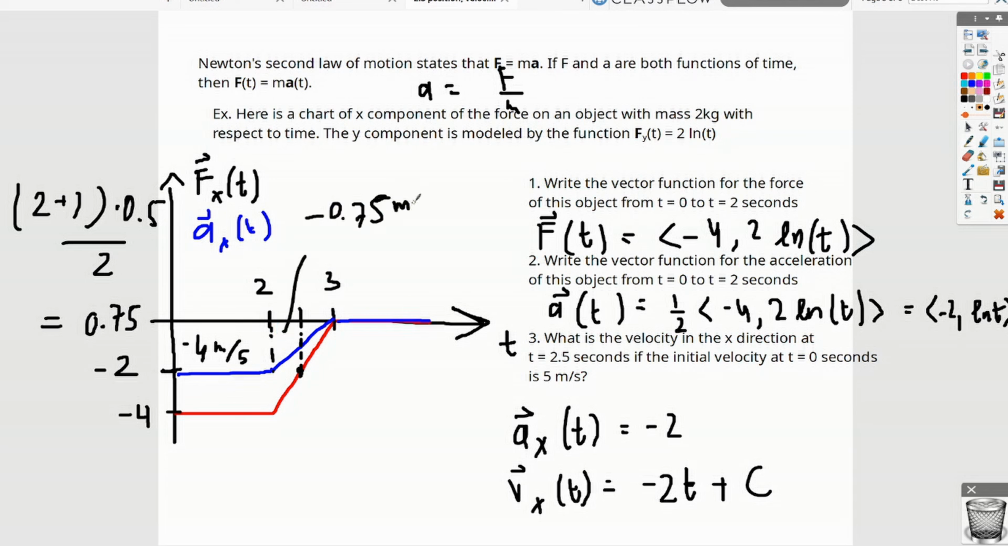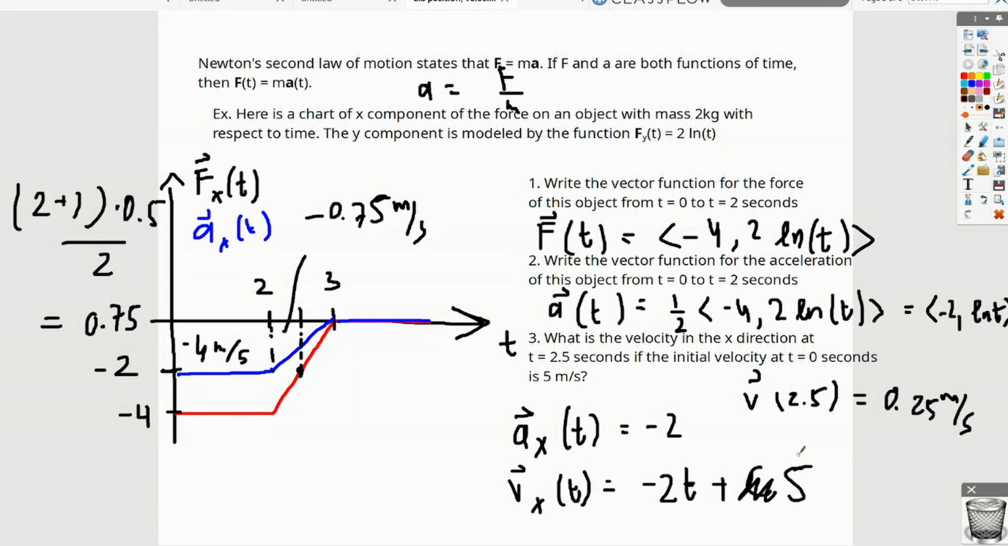-0.75 meters per second. So -4 minus 0.75 is equal to -4.75, and if you subtract that from 5, you will get the velocity at 2.5 is 0.25 meters per second, and that's the correct answer. So this function does apply, and you'd be able to put that 5 in there, but it only applies up to t equals 2.